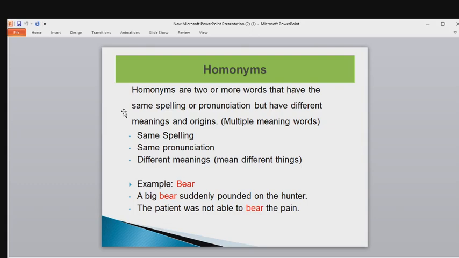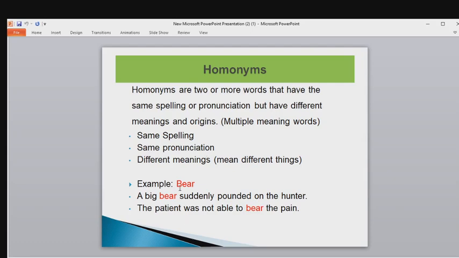Again, what homonyms are, we will come to know through their examples as well. Homonyms are two or more words. So they can be more than two words which are the same in spelling. We pronounce them in the same manner but they have different meanings or origin. What we can see here is that they have the same spellings, same pronunciation, but different meanings. All such words are called homonyms.